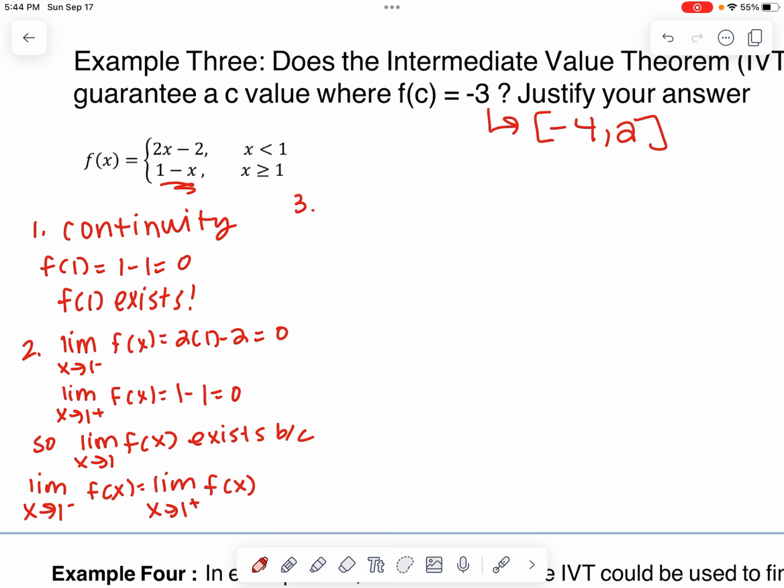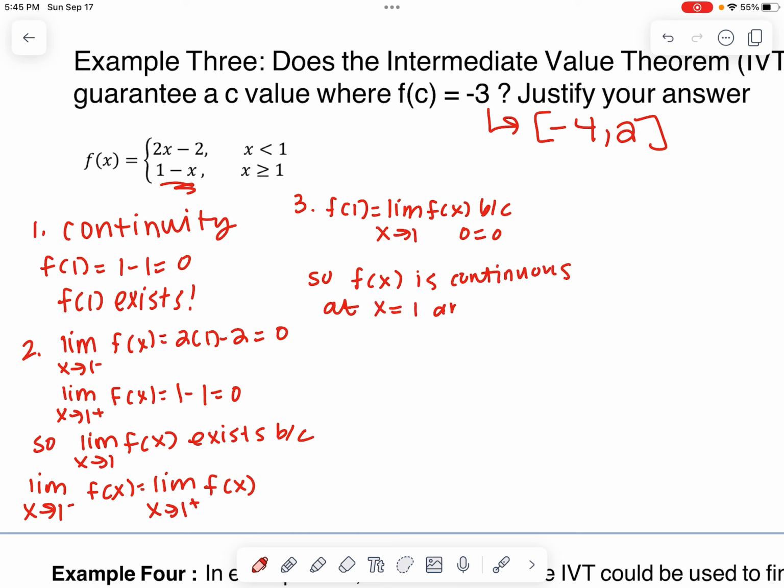The last thing I have to check is, does the limit equal the point? We already know it's true because we've already done the work, but f of 1 equals the limit as x approaches 1 because 0 equals 0. So f of x is continuous at 1 and thus continuous on the interval. So a lot of work for this problem. So that is the first condition of the intermediate value theorem. If you need to go back through that, feel free to.